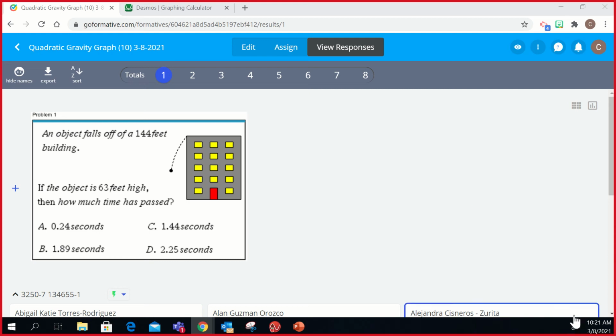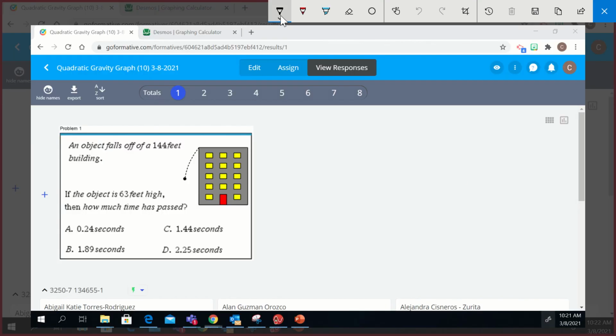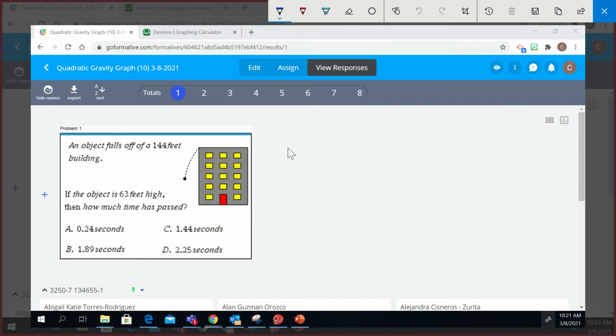So in here, we're going to set this thing up. This is quadratic gravity graph 10. So we're dealing with gravity. So setup, just like we've done so many other times. It's repetitive. We do the same things over and over again.